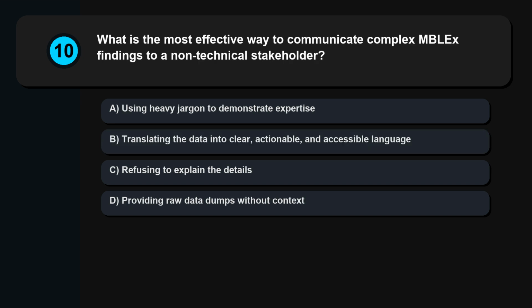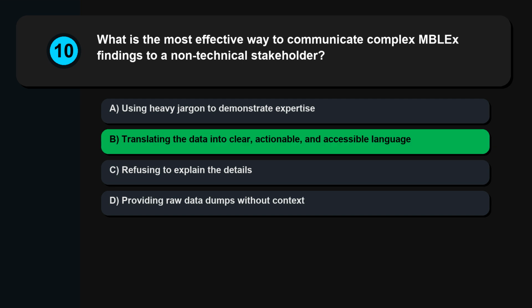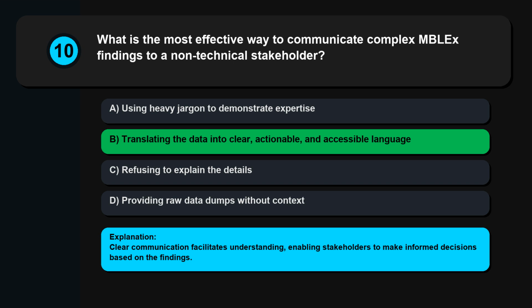Question 10. What is the most effective way to communicate complex MBLEx findings to a non-technical stakeholder? Using heavy jargon to demonstrate expertise, translating the data into clear, actionable, and accessible language, refusing to explain the details, providing raw data dumps without context. Clear communication facilitates understanding, enabling stakeholders to make informed decisions based on the findings.